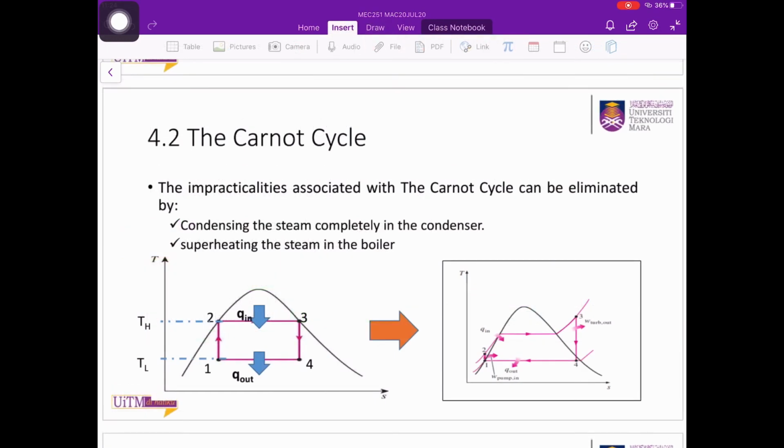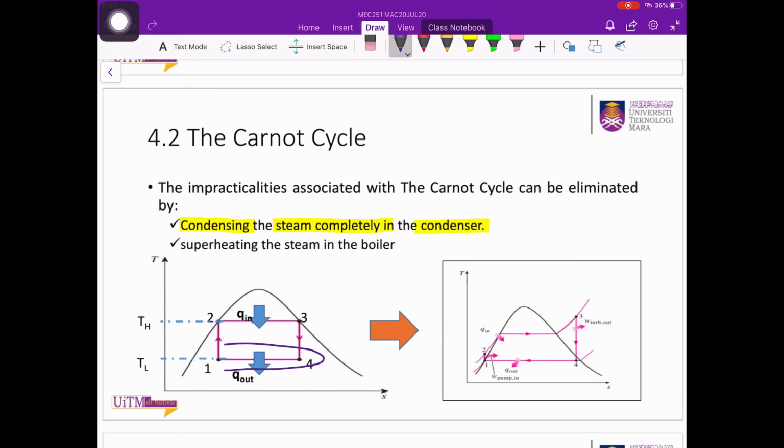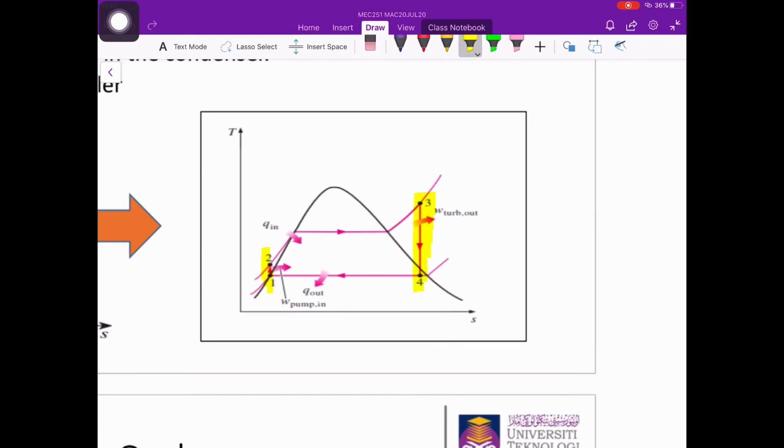Therefore, these impracticalities should be eliminated by condensing the steam completely in the condenser and superheating the steam in the boiler. Now, the process in our compressor or pump and in our turbine will be in one phase.